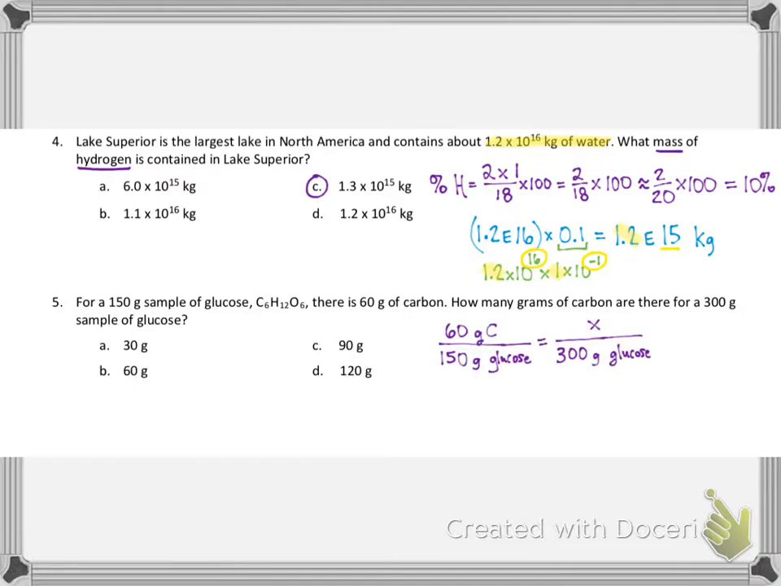So this is another proportion. So we're just solving for x, but without a calculator. So we have 60 times 300 divided by 150. Well, 150 goes into 300 twice. So now I just have 60 times 2. And boom, I'm done. And there you have it.